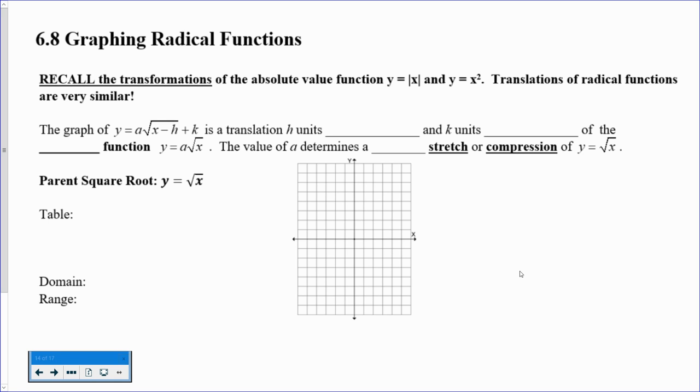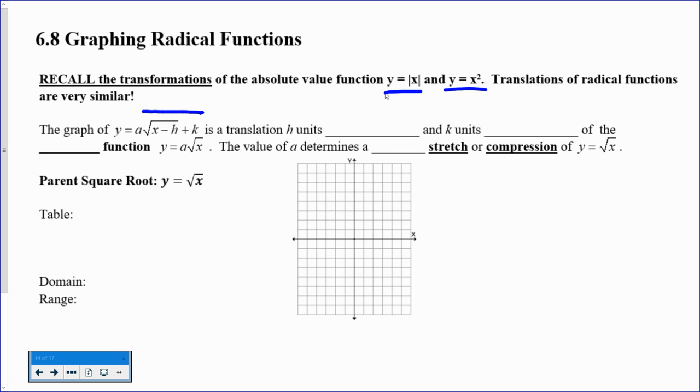All right, today's lesson is on 6.8, graphing radical functions. This handout is on Google Classroom, so there's quite a bit of graphing here, so it's just nice to have a handout for these notes. But we're going to recall the transformations that we did with absolute value functions, y equals the absolute value of x, and y equals x squared. For those, translations of radical functions will be very similar.